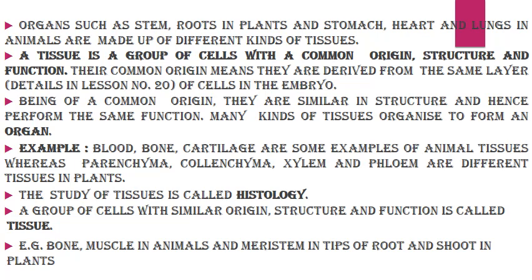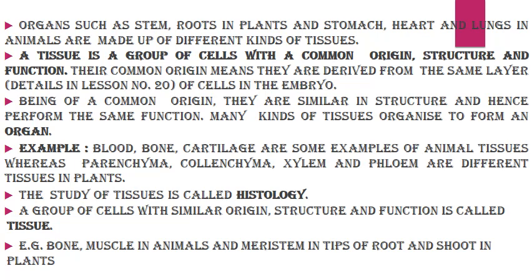A tissue is a group of cells with a common origin, structure and function. Their common origin means they are derived from the same layer of cells in the embryo. Being of a common origin, they are similar in structure and hence perform the same function. Many kinds of tissues organize to form an organ. For example, blood, bone and cartilage are some examples of animal tissues, whereas parenchyma, collenchyma, xylem and phloem are different tissues in plants. The study of tissue is known as histology.